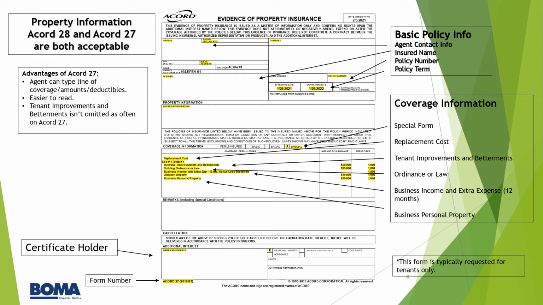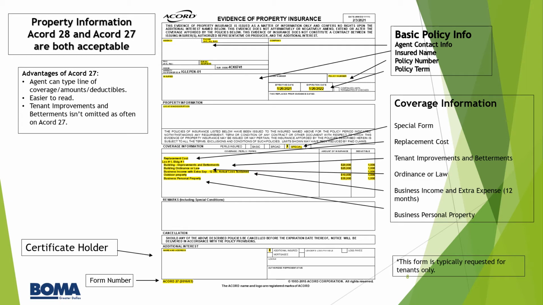So the advantages that you have when you're looking at this Accord 27, which is the evidence of property insurance that I prefer, is that an agent can type out the actual coverages, the amounts, the deductibles. I think it's easier to read than those small boxes. Tenant improvements and betterments is omitted usually on an Accord 28, but on Accord 27, agents and their software just have an easier time, I think, being picked up on an Accord 27.